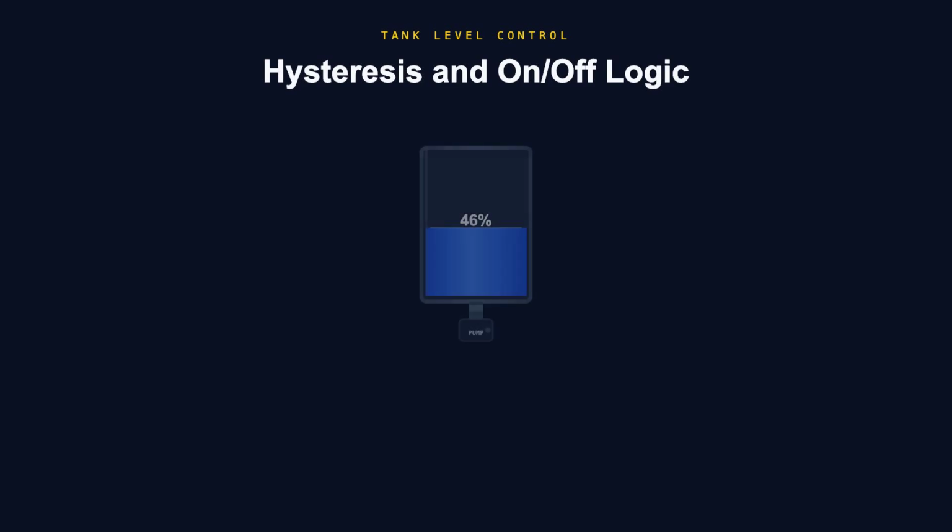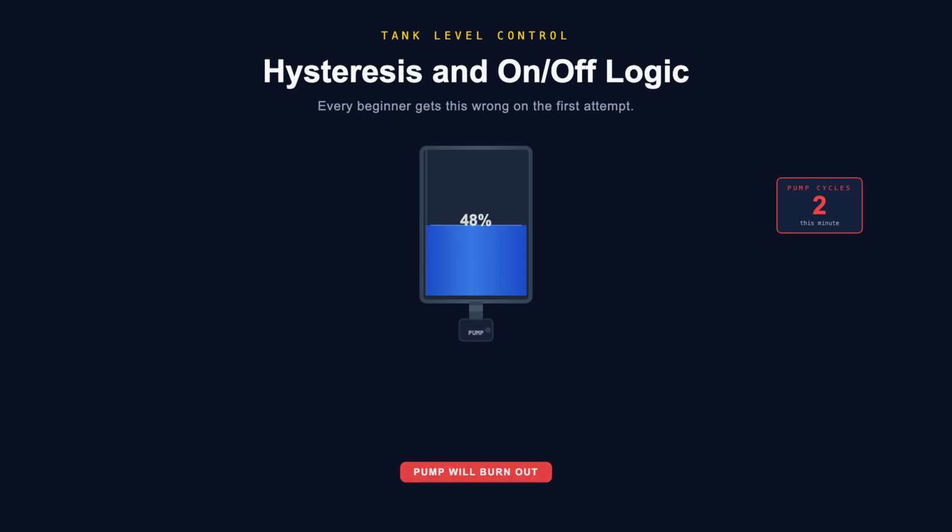Tank level control is the classic process control example. Every beginner gets the hysteresis wrong on first attempt. Without hysteresis, the pump cycles on and off every few seconds and eventually burns out the pump and the contactors. This video walks the two-setpoint hysteresis pattern, the analog input scaling, the latching coil that implements the hysteresis, the high-high and low-low alarm rungs, and when to use this versus PID control. By the end, you have a tank-level rung that does not short-cycle.